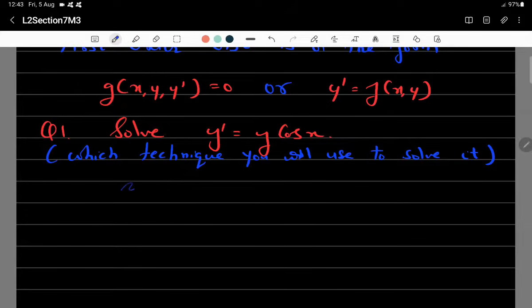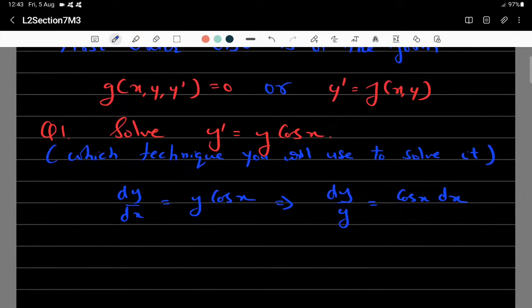What is variable separable? If I write it as dy by dx is equal to y cos x, then you can easily see that I can take y to the left hand side and dx to the right hand side. So this looks like dy by y is equal to cos x dx. This is variable separable because on the left hand side you have a function of y only, and on the right hand side you have a function of x only.